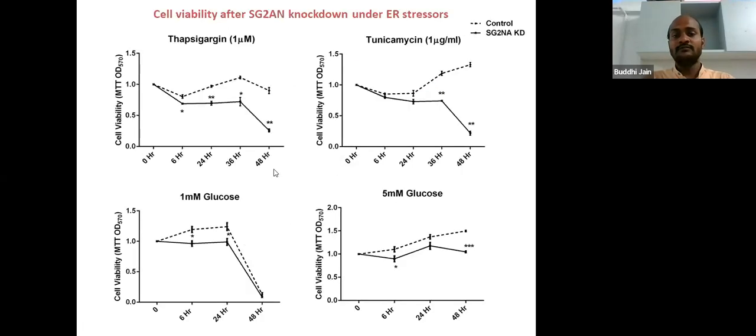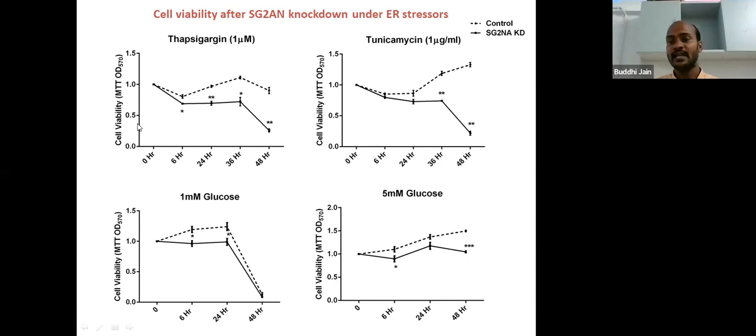So moving further, next we wanted to check the effect of Hg2Na knockdown on cell viability under ER stressors. That means we have control cells and Hg2Na knockdown cells, one cell line which is control and one cell line where we have depleted Hg2Na. Both cell lines we treat with ER stressors like thapsigargin and tunicamycin, and we wanted to check the effect on cell viability.